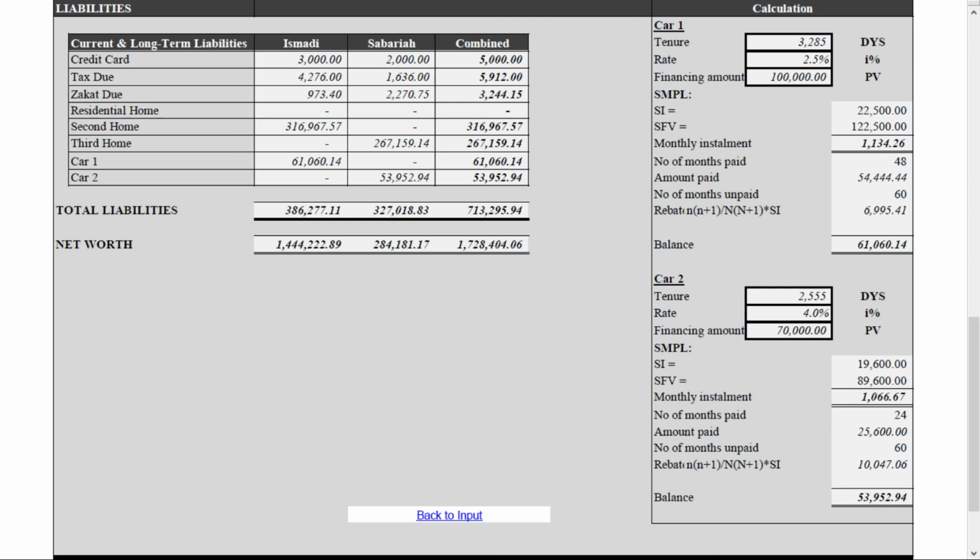Okay, brothers and sisters, if you compare the net worth statement and the cash flow statement, since they involve working on the calculation, I would personally recommend that you do the net worth statement first, because it is quite simple to do as compared to the cash flow statement.